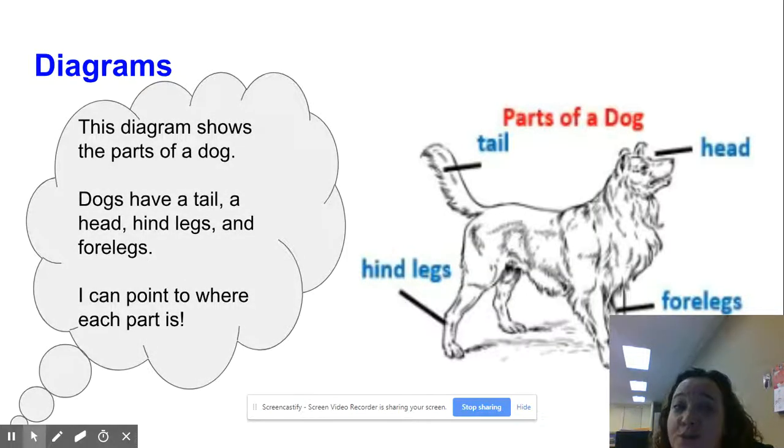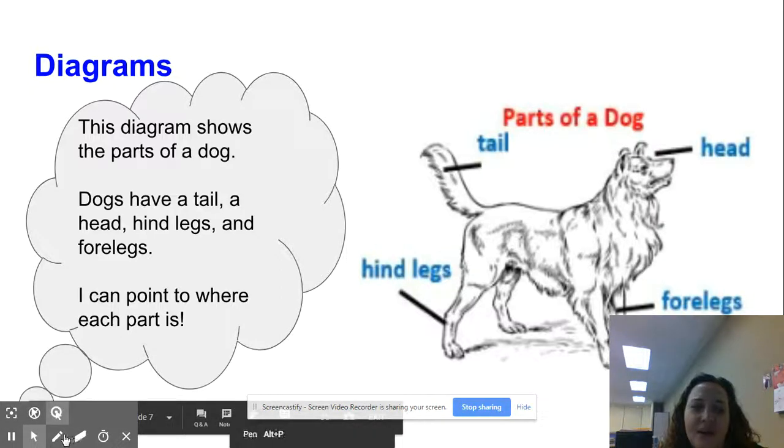This diagram shows me the parts of a dog. From the diagram, just by looking at it and reading the labels, I know that dogs have a tail, they have a head, they have hind legs, and forelegs. Let me show you.